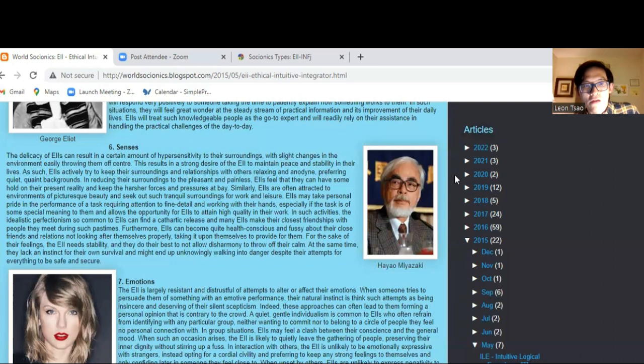With close friends and relations, I do find that tertiary introvert sensing starting to pop up all of a sudden, where I could very much care and concern myself with people's health and relations. For the sake of feelings, we need stability, and do our best not to allow disharmony. That's basically what they said before. Same thing, they lack an instinct for their own survival and may end up unknowingly walking into danger, despite their attempts to do everything to be safe and secure.